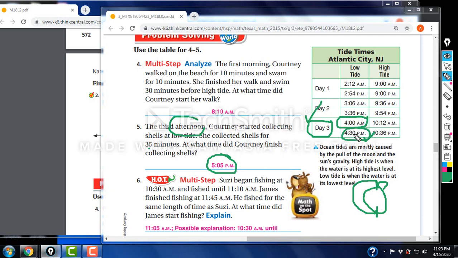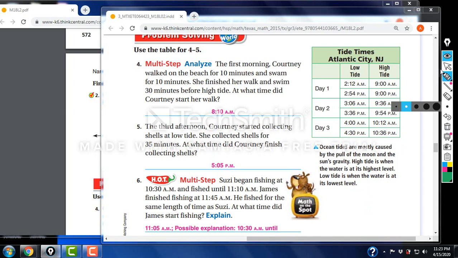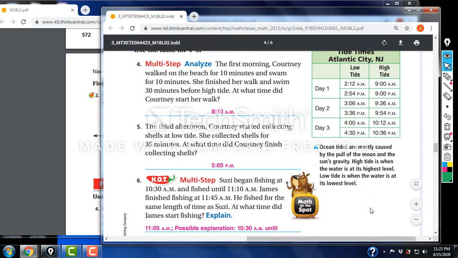And how do I know it's PM? Because it says afternoon. They're going to give you multiple choices here, and the key is to be able to analyze that. Okay, that was a little bit tricky if you move too fast.